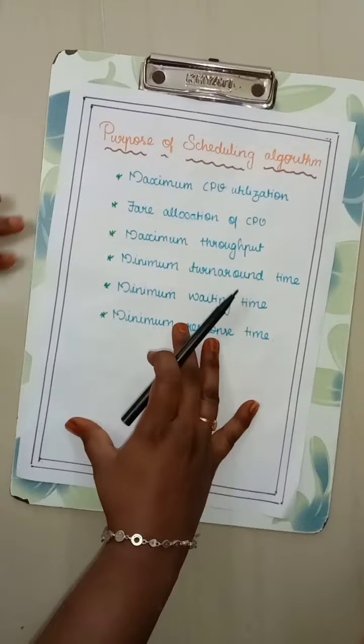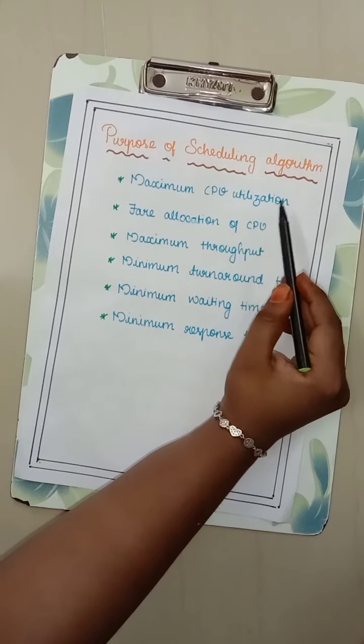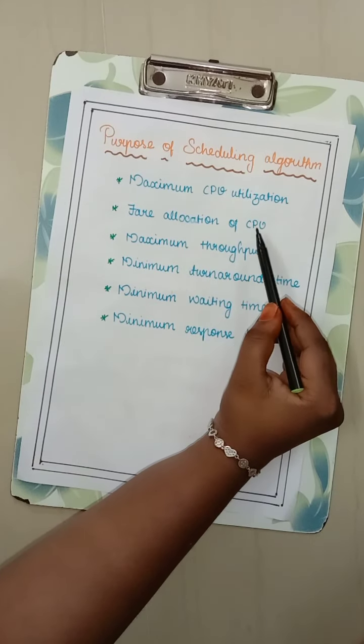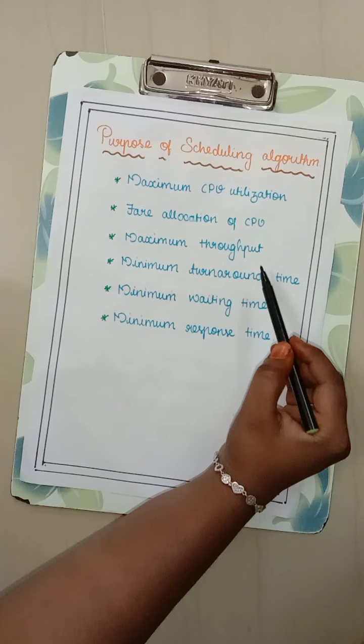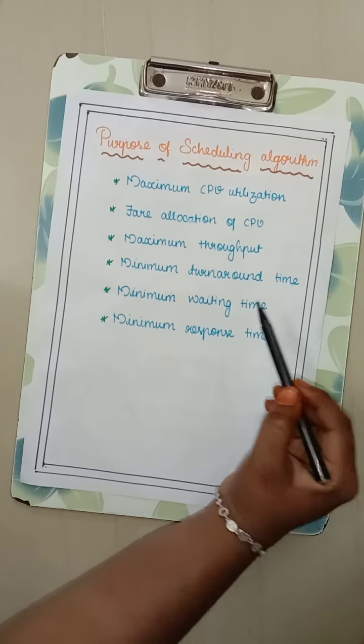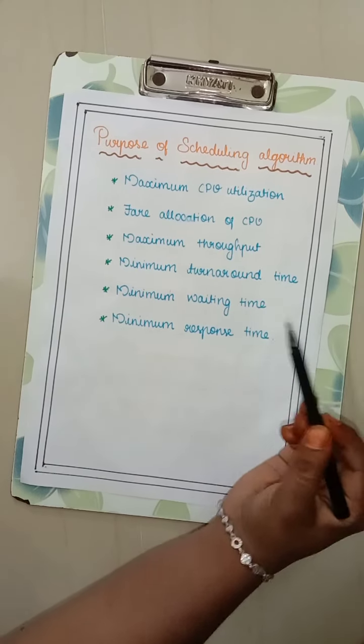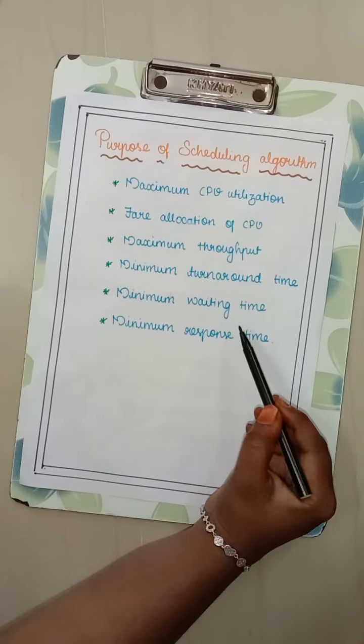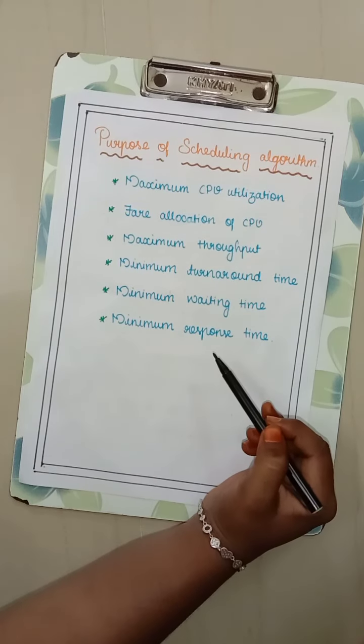Now we are going to see the purpose of the scheduling algorithms. First one is maximum CPU utilization, second one is fair allocation of CPU, third one is maximum throughput, fourth one is minimum turnaround time, fifth one is minimum waiting time, and the last one is minimum response time.